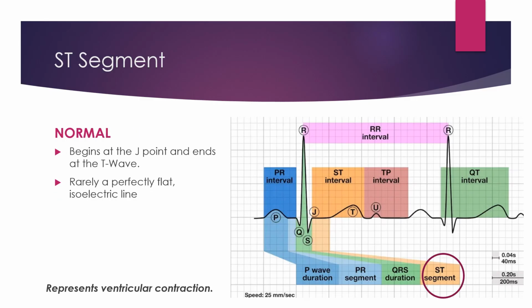Okay. All right, so the ST segment begins at the J point and ends at the T wave, and again, like I told you, it's rarely a perfectly flat isoelectric line, which is why we have to talk about the ST segment, okay? Why we have to talk about the J point.